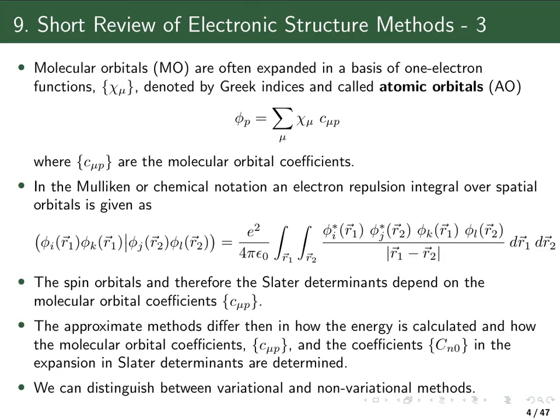So the molecular orbitals are expanded in this set of basis functions chi, which means they are a linear combination of the basis functions with some coefficients, here c_mu p. And these coefficients, for which I use a small c in contrast to the coefficients from the expansion of the many-electron wave function into Slater determinants, are called the molecular orbital coefficients.